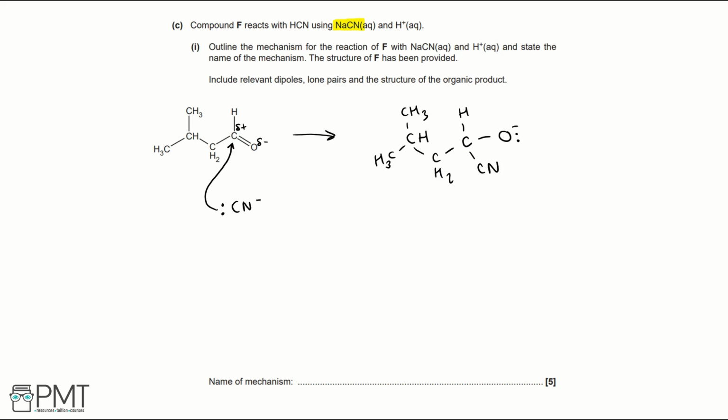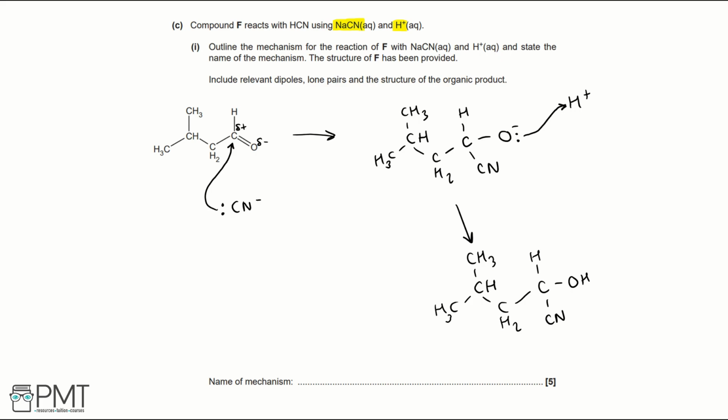Now we react with our next reagent, which is H+. So H+, and this lone pair on the oxygen is going to be attracted to the H+, and we're going to form our organic product. So again, keeping everything the same, so our CH, CH3, CH3, CH2, and then we have a hydroxynitrile, so CH, OH, and CN. So this is our organic product, and now we need to identify or name the mechanism.